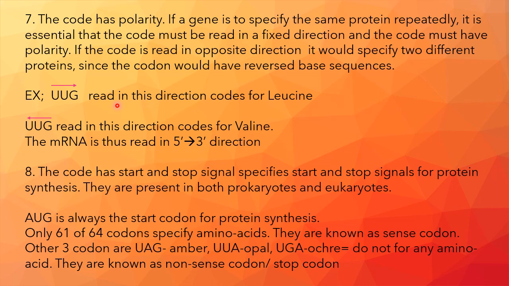But in the exam you may get a tricky question where the mRNA in the diagram is placed opposite, that means it is in the 3 prime to 5 prime direction. So you always have to see the direction of the mRNA and then start reading it. So remember that the code has polarity. If the code is read in the opposite direction, it would specify two different proteins since the codon would have reversed base sequences, right? So that's the reason why we have a fixed reading direction for mRNA.